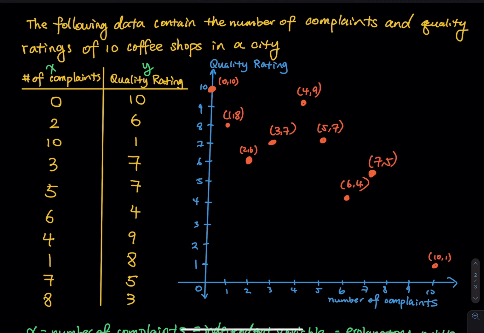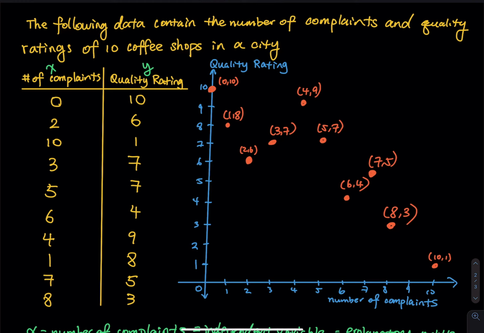The last one is X equal to 8. So we have 8 complaints, and then the quality is 3. So 8, 3, that is right there. So 8, 3. All right, so you have 10 dots. So each dot represents one coffee shop, and this is the scatter plot.